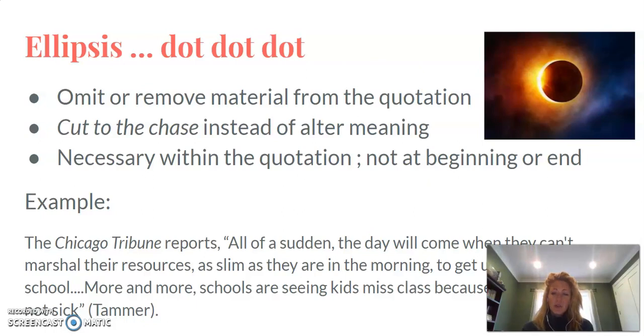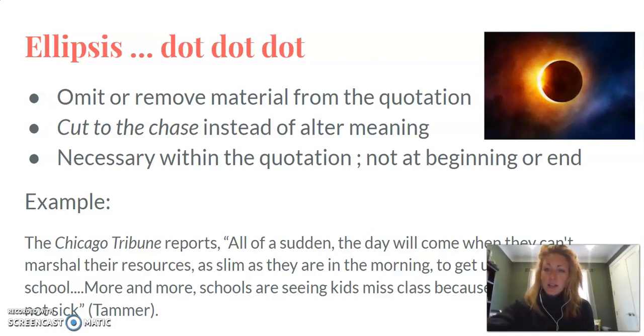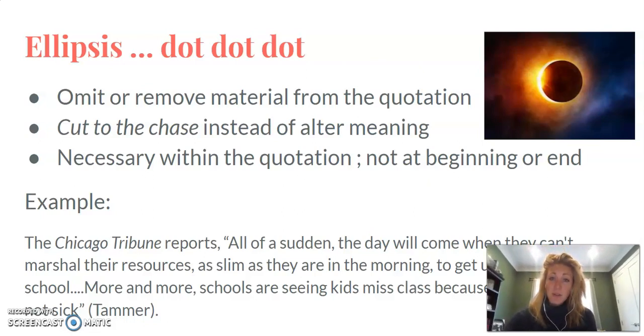But you're not really altering or changing the meaning of the direct quote, what you're doing is just getting to the point a little bit more, because some of your body paragraphs are getting extremely long, and this is a way to shorten it down. Okay, you don't have to use this though if it's the very beginning of the quote or at the very end of a quote. It's only if it's in the middle of a quote.